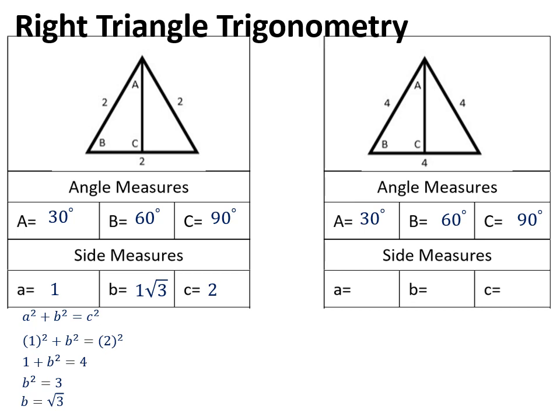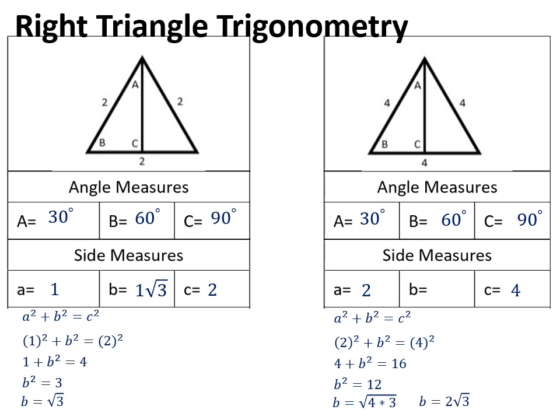So again, 30, 60, 90. And we know C is 4 and A is 2. Then we have 2 squared plus B squared equals 4 squared. So 4 plus B squared equals 16, or B squared equals 12. Square rooting both sides, 12 is 4 times 3. The square root of 4 is 2, so that would be 2 root 3.